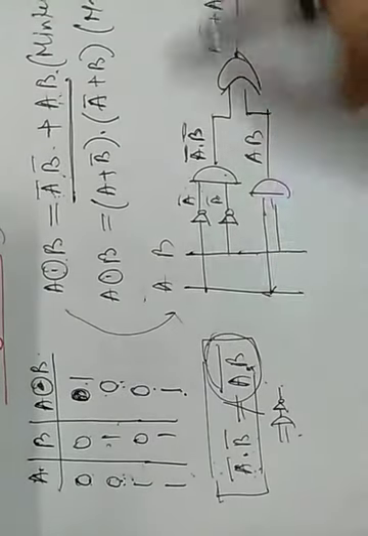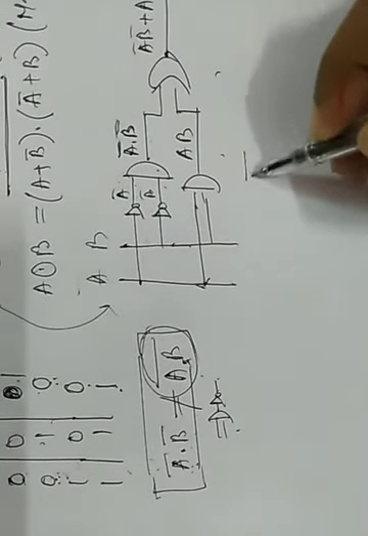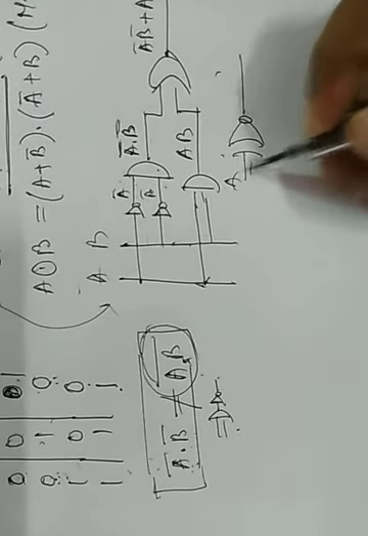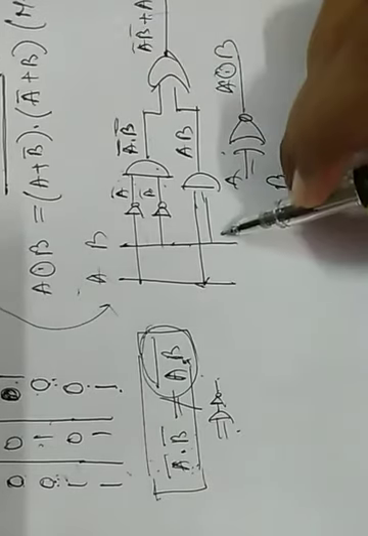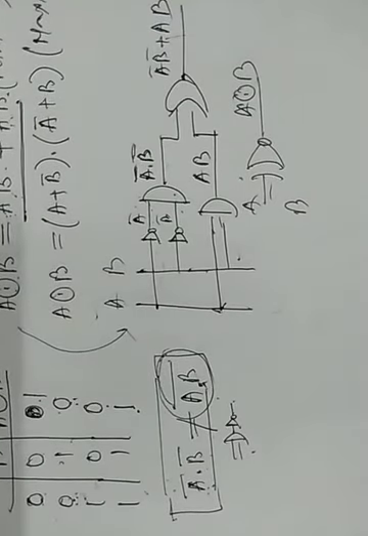Okay, so this is a representation of XNOR gate. Obviously this circuit is equivalent to our XNOR gate like this. This is the representation of XNOR gate using our basic logic gates. Clear?